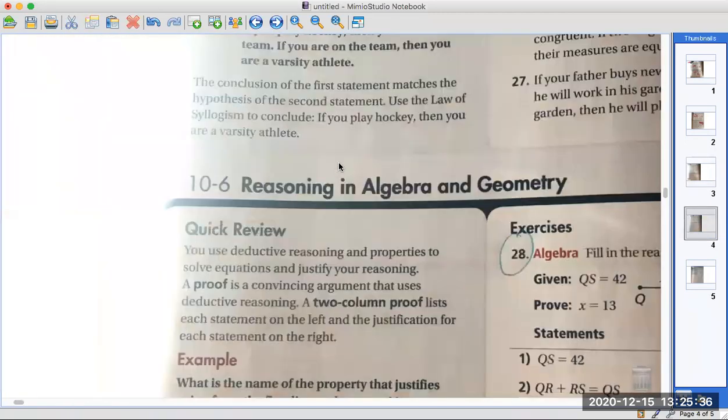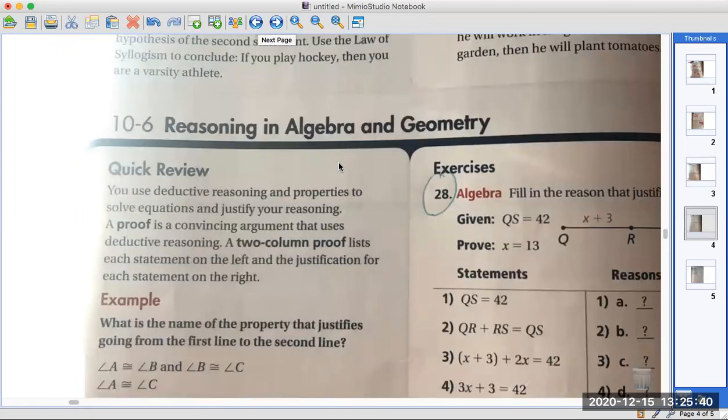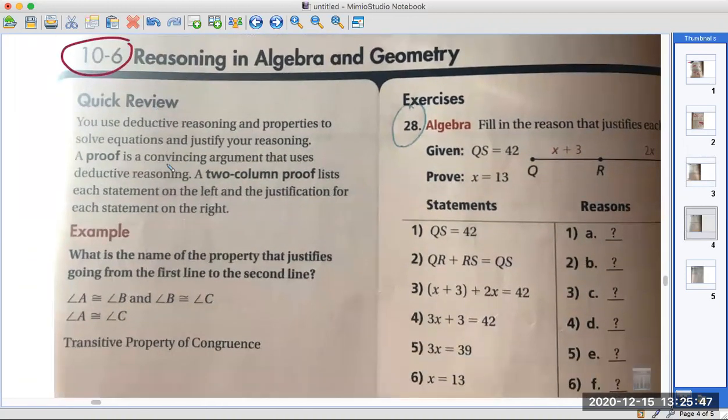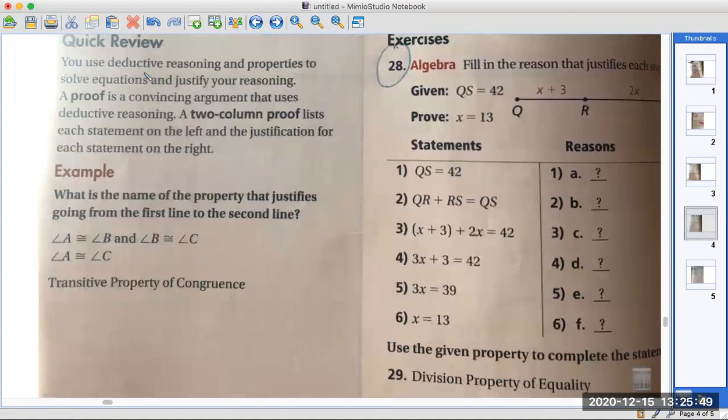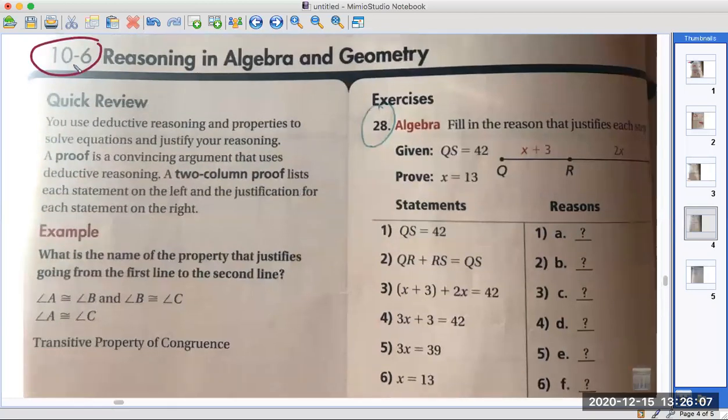Then we're skipping the next. We're going straight to 10.6. So I'm skipping a lot. So we did some proof. We started on some proof. Use deductive reasoning and properties. Remember those rules we went over: reflexive, addition, subtraction property, symmetric property. Look at those again on those pages in that lesson. It's 10.6. You want to read the lesson again.